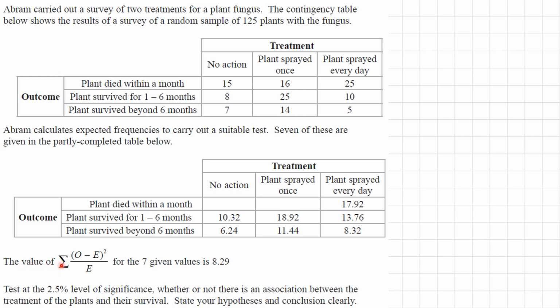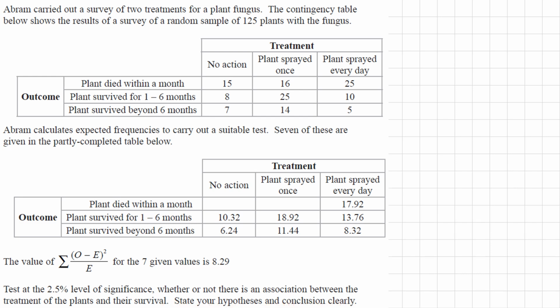The value of the sum of O minus E all squared, that's the observed minus the expected all squared, divided by E, the expected, for the 7 given values is 8.29. Test at the 2.5% level of significance whether or not there is an association between the treatment of the plants and their survival. State your hypothesis and conclusion clearly.